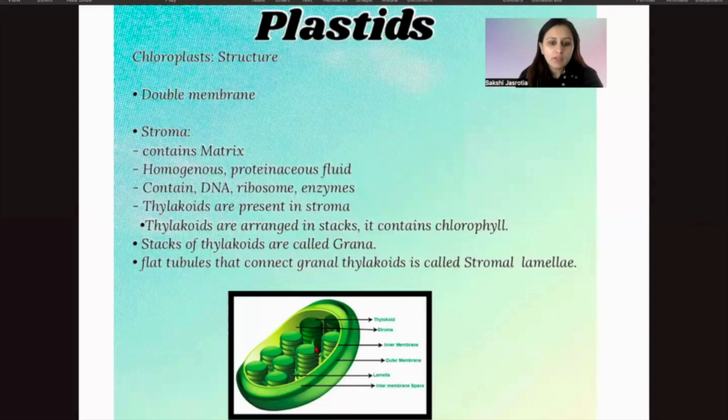Now, observe very carefully here in the diagram. There are flat tubules that connect the granal thylakoids. Between two grana you can see a thin bridge. This is called stromal lamellae. It connects one grana to a different grana, right?